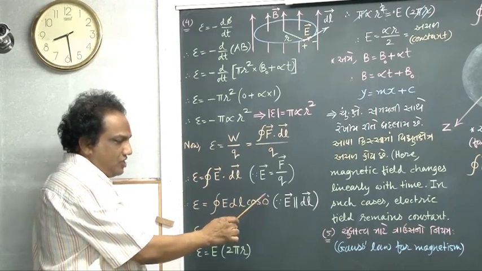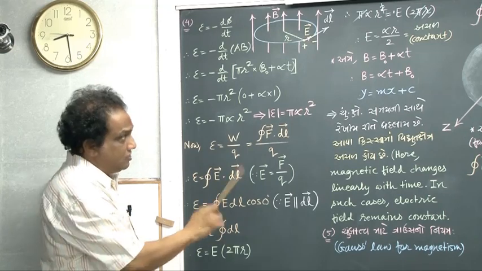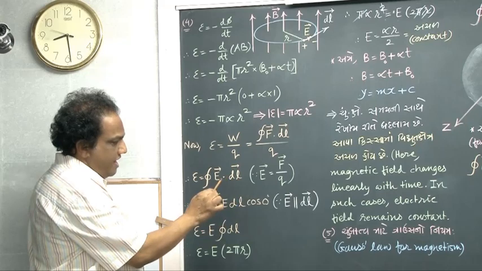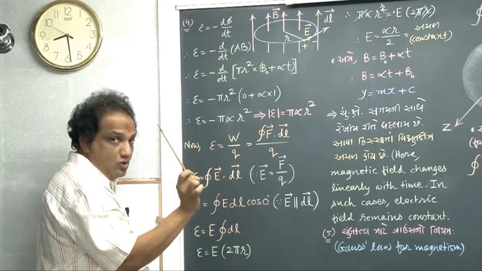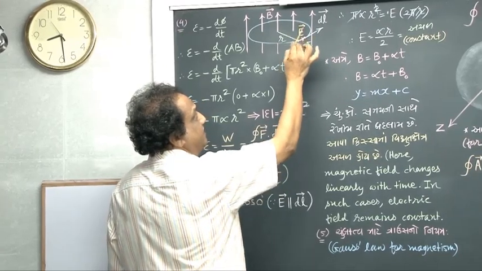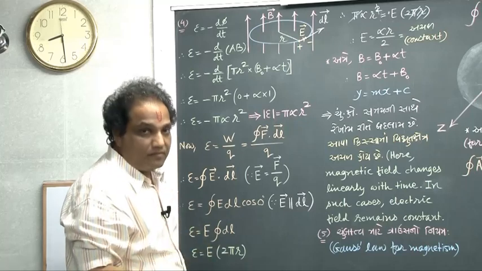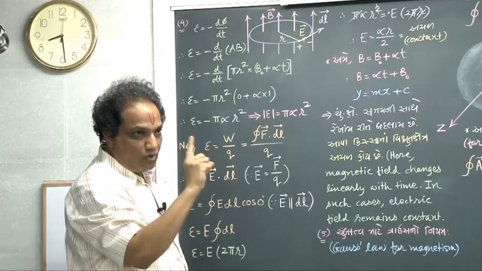Why is theta taken as 0 degree? Not explained in the textbook. Just look here in the figure. Why is the angle between these two 0 degree? Look here. See, when this ring is lying in a time varying magnetic field, you know we are going to get some induced EMF.